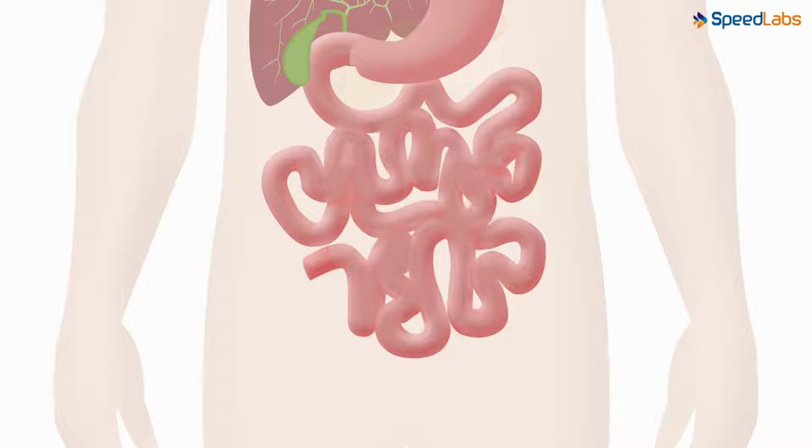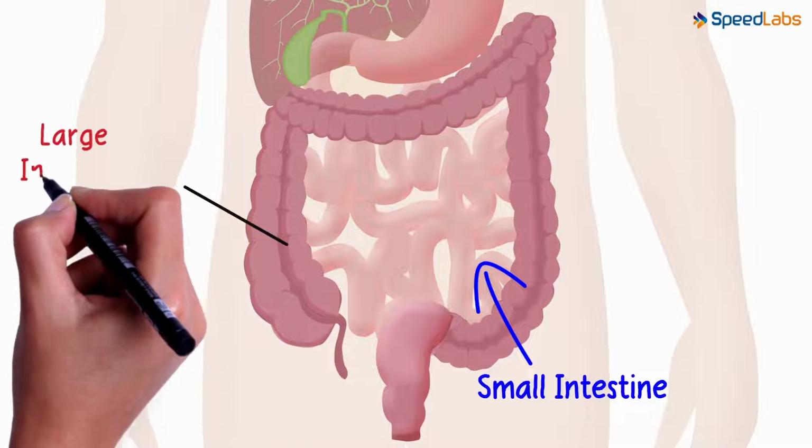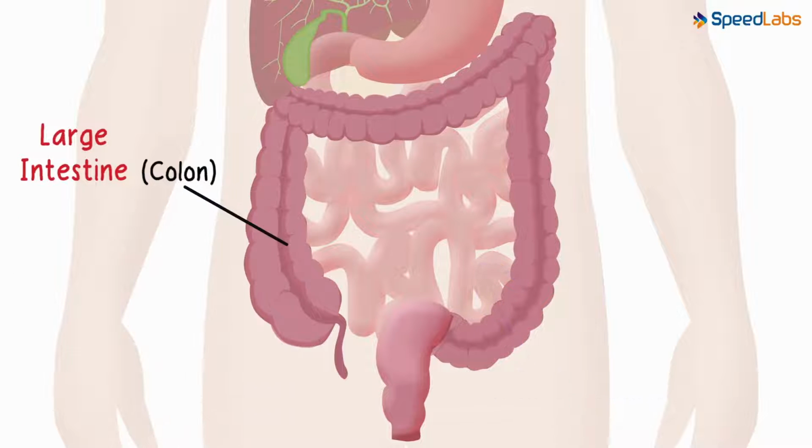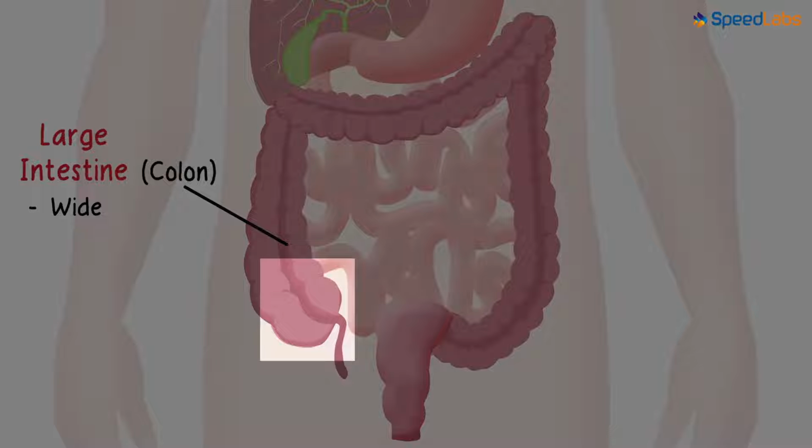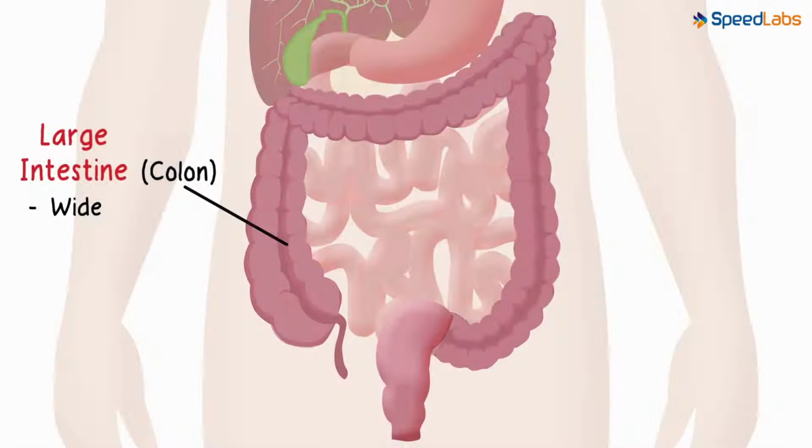The undigested and the unabsorbed food from the small intestine is passed into the large intestine, or the colon. And it's called large because its passage is wider relative to that of the small intestine. It begins here at this point and ends at the rectum. Now observe the shape of the large intestine.